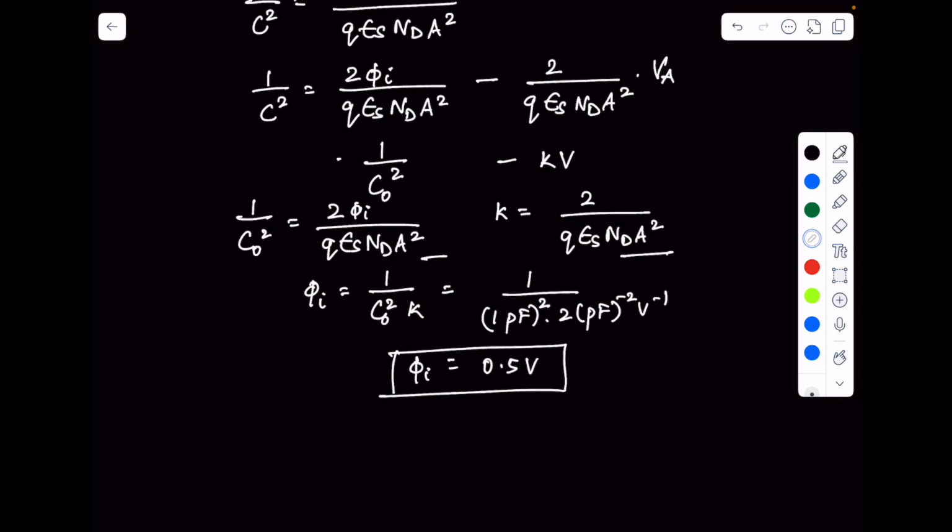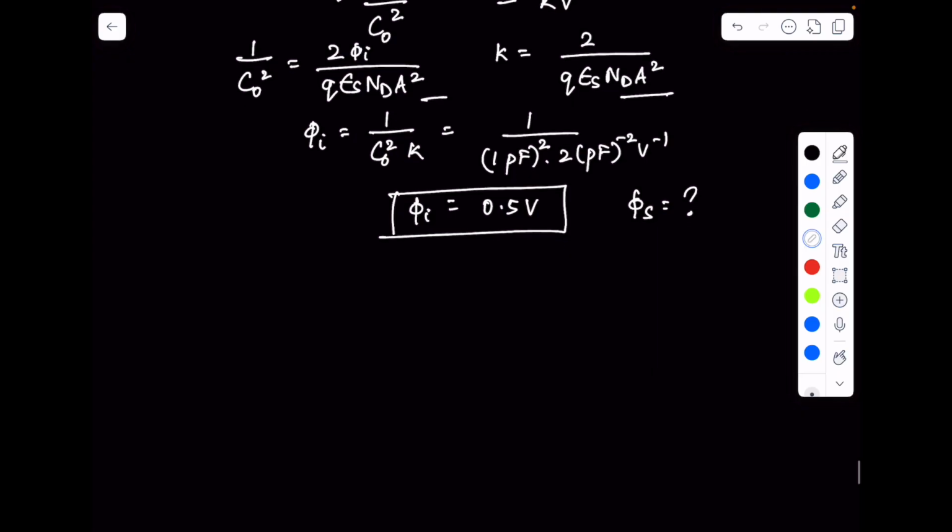Now I want to find the barrier height. If you look at the built-in voltage of the Schottky diode, it depends on the barrier height of the system and the doping concentration in the semiconductor. Now I know the built-in voltage. I need to estimate what φ_s is, and once I know φ_s, I can find out what the barrier height is. To know φ_s, I need to know the doping concentration in the system.